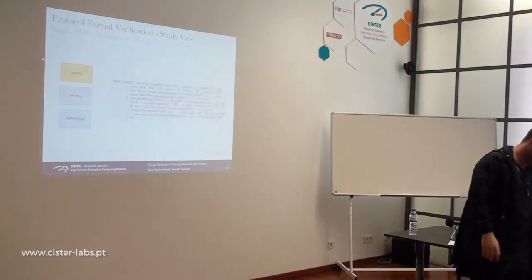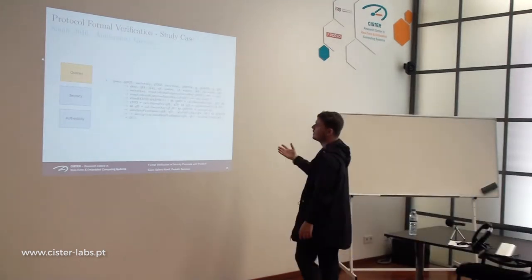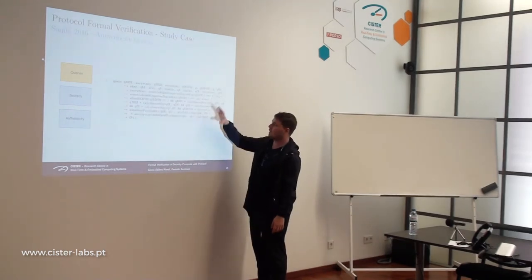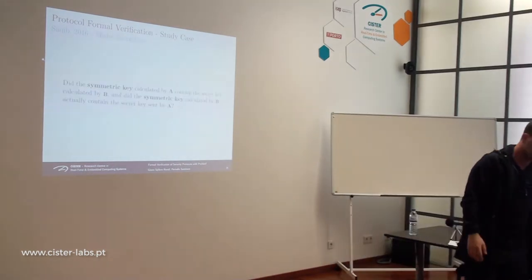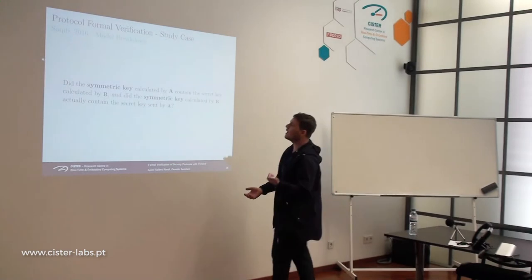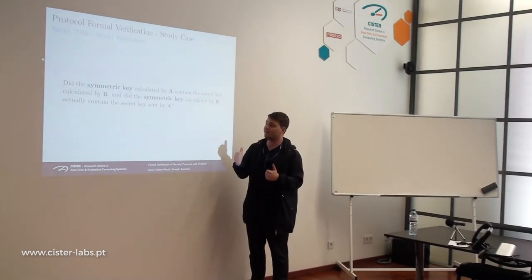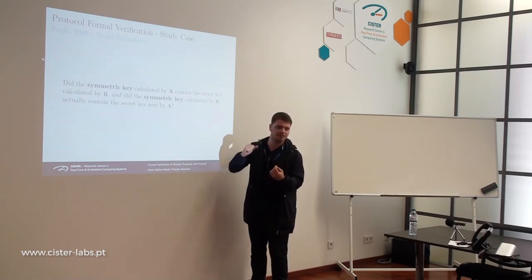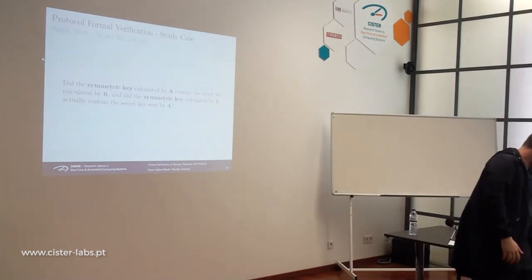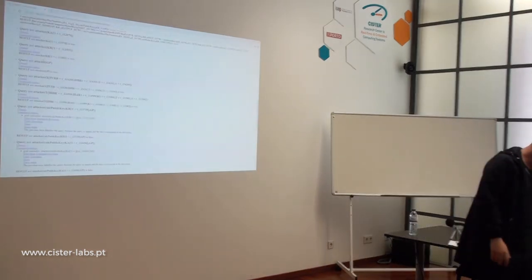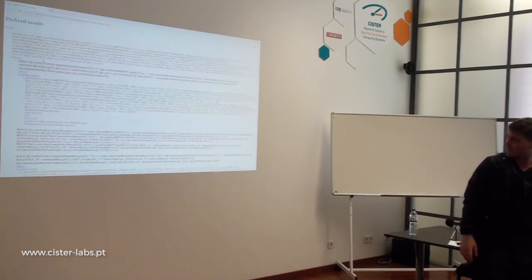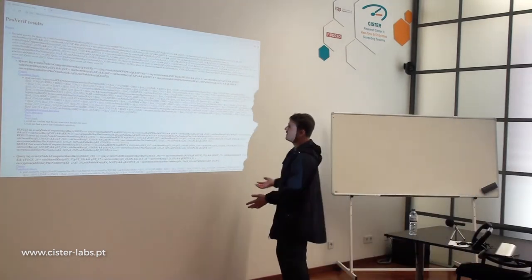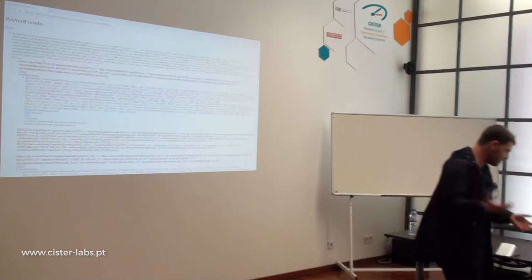So for example, this is an example of an authenticity query. I don't expect you to understand any of these things. That's why I try to translate it into text, which means: did a symmetric key calculated by A contain the secret key calculated by B? And did a symmetric key calculated by B actually contain the first value calculated by A? The output of this on ProVerif is quite messy to understand. It's basically more or less a string. As you can see, it's really not easy to figure out.